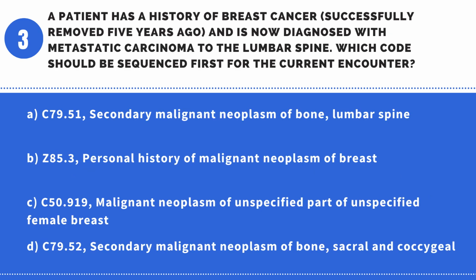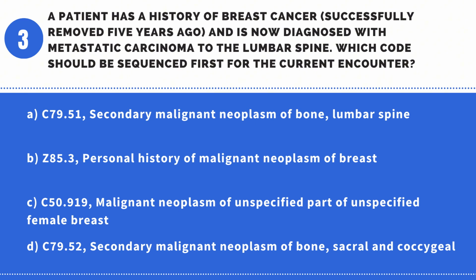A patient has a history of breast cancer, successfully removed 5 years ago, and is now diagnosed with metastatic carcinoma to the lumbar spine. Which code should be sequenced first for the current encounter? A. C79.51, secondary malignant neoplasm of bone, lumbar spine. B. Z85.3, personal history of malignant neoplasm of breast.